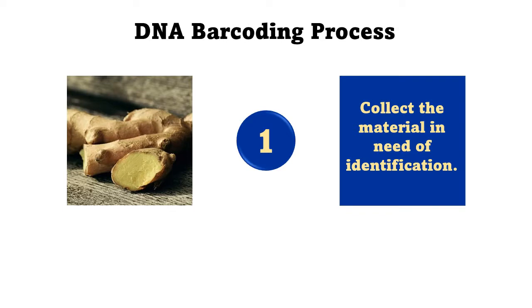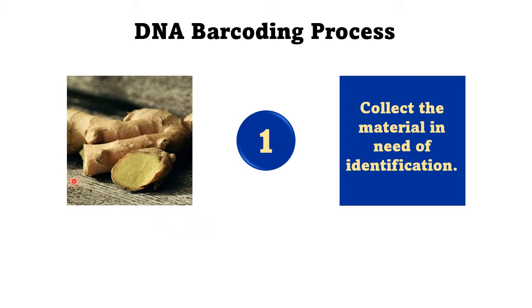And it has a particular process. DNA barcoding can be performed first by collecting the materials in need of identification. So it may be any material of our interest. Here we have taken a case study of taking a market sample to identify its authenticity to be used as a raw drug or for further processes.